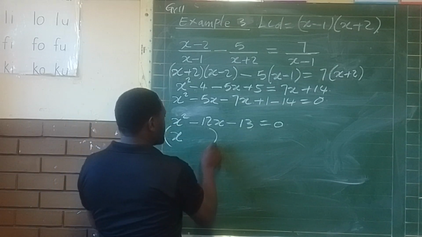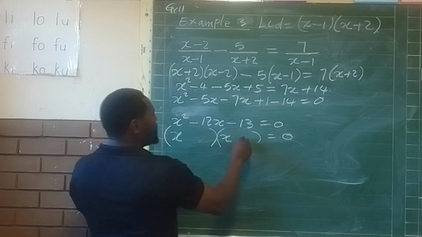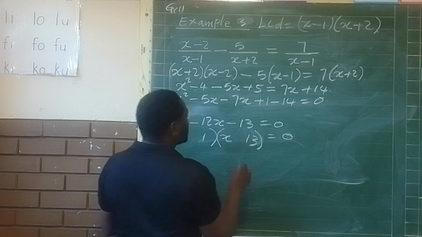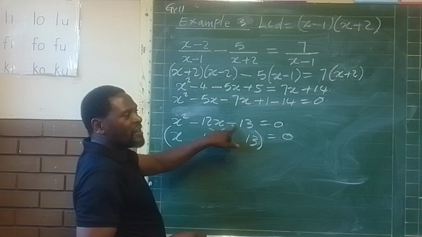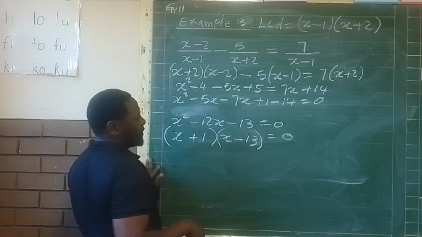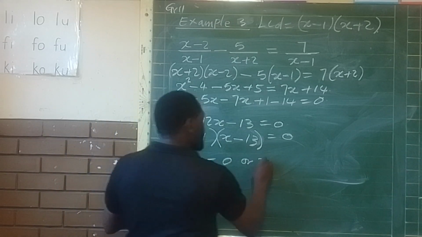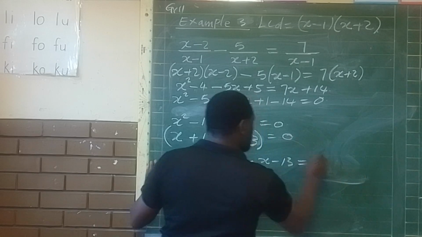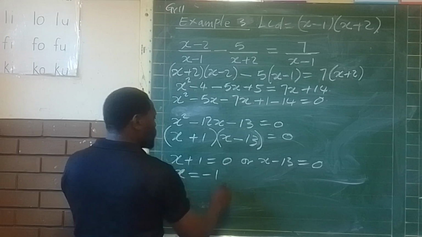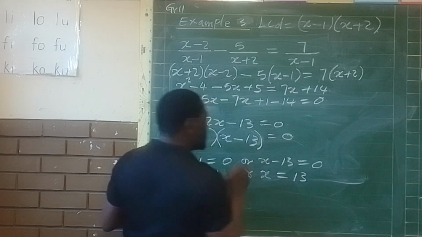It's x, is equal to 0. The factors of 13 that are going to give us 12 are 13 and 1. Signs must not be the same. The bigger one must have a negative. x plus 1 is equal to 0, or x minus 13 is equal to 0. x is equal to minus 1 or x is equal to 13. Done.